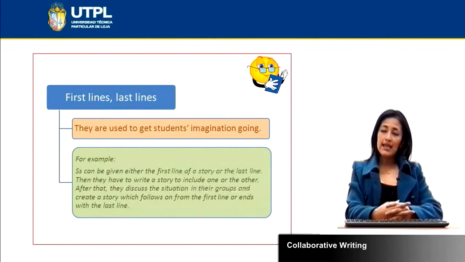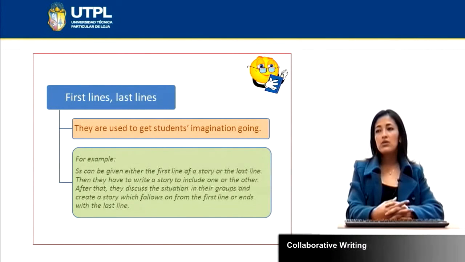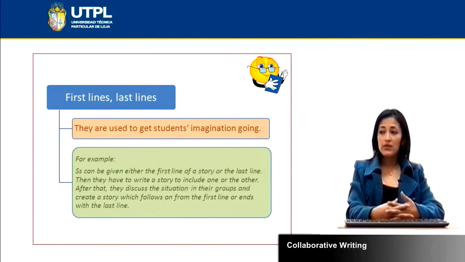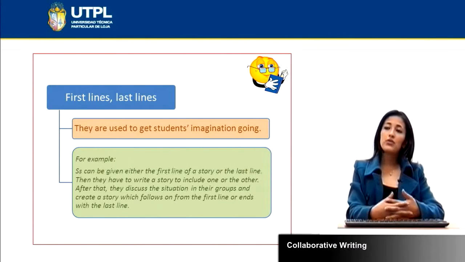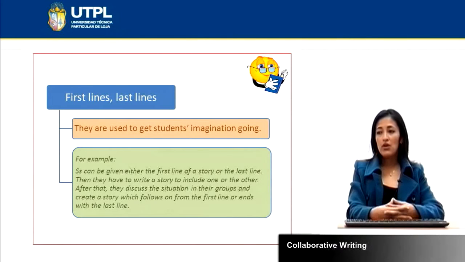First lines and last lines. They are used to get a student's imagination going. Teachers can provide students with the first line of a story or the last line. Then the students have to write a story to include the first line or the last line, okay? After they have selected which line they are going to use, they discuss the situation in their groups, and then they have to create a story which follows on from the first line or ends with the last line.